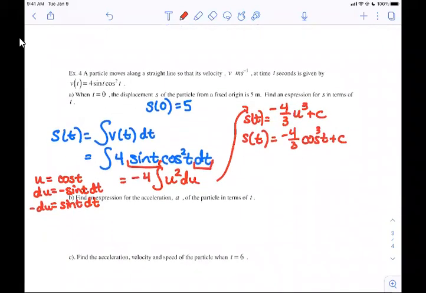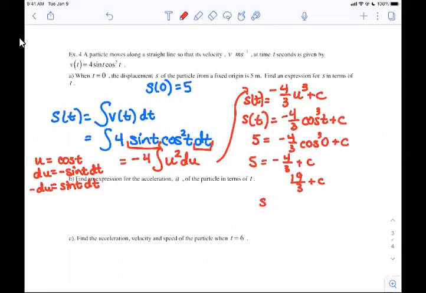Now they gave us the initial displacement or initial position is 5. So we're going to say 5 equals -4/3 cosine cubed 0 plus c. Well, cosine of 0 is 1. So that's 19/3 plus c. So my position, or 19/3 equals c. So s of t now is -4/3 cosine cubed t plus 19/3.